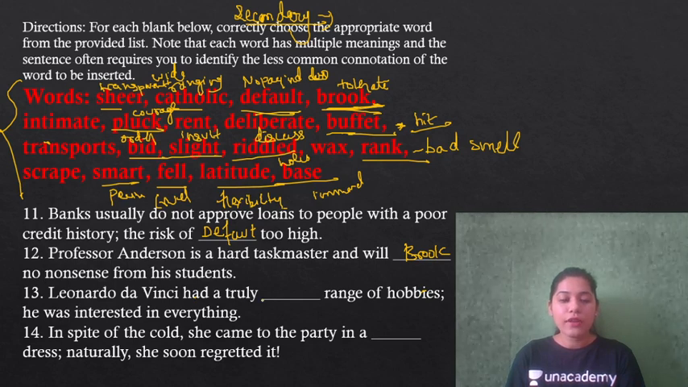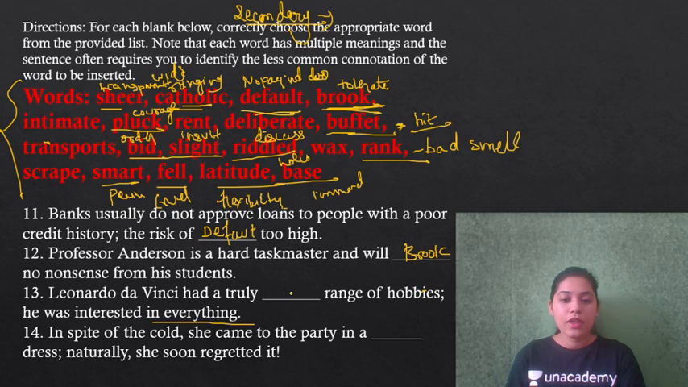Leonardo da Vinci had a truly dash range of hobbies. He was interested in everything. So he had a truly wide range of hobbies. So wide ranging is what? Catholic.